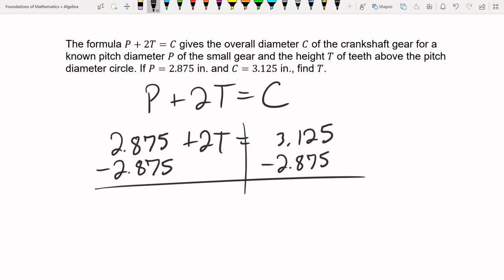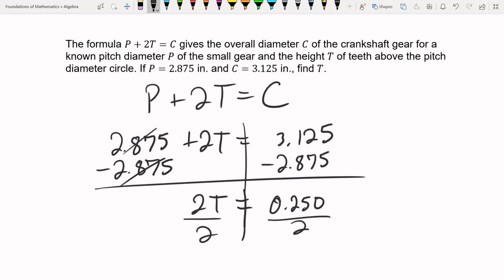Now I have 2t by itself. So 3.125, let's see, minus 2.875, yeah, 0.25. And now we can divide by 2. That gives us t equal to 0.125. And does it say what t is? The height t, I mean inches since the rest of them are in inches.